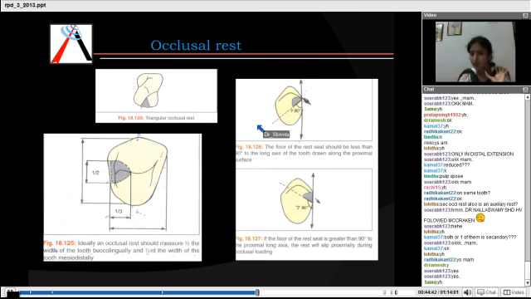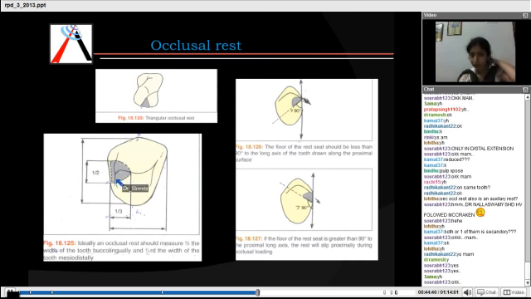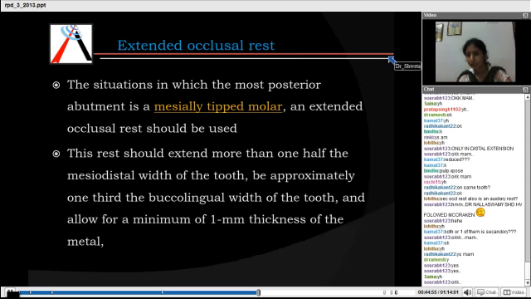So in occlusal rest you need to know these dimensions. Buccolingually half of the width and mesiodistally 1/3 of the width, and it should be less than 90 degree. Okay, clear?